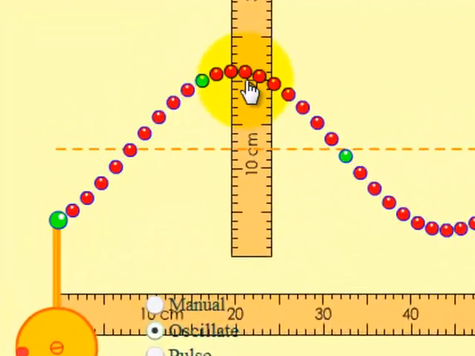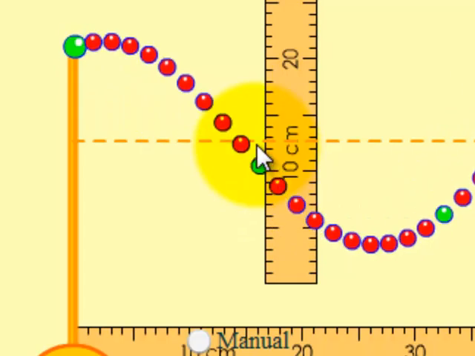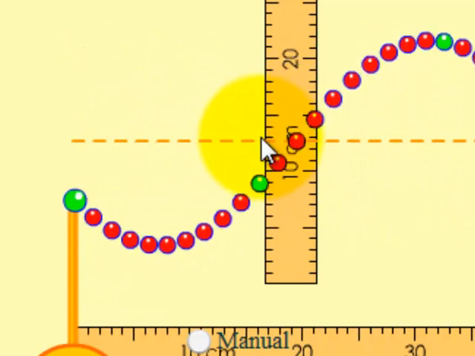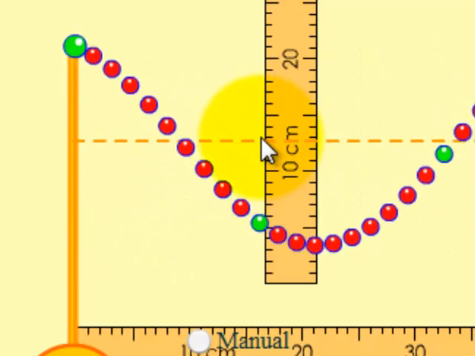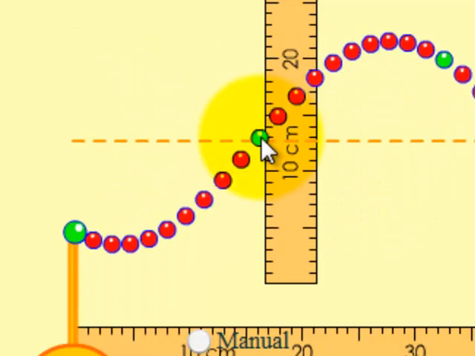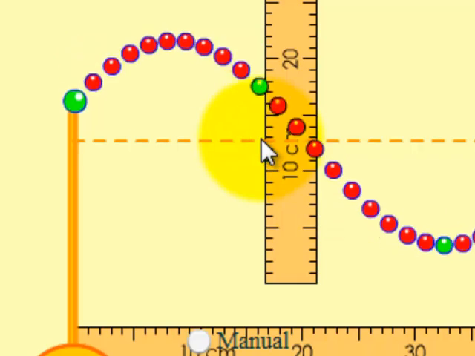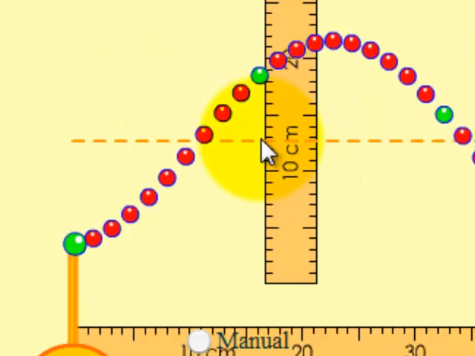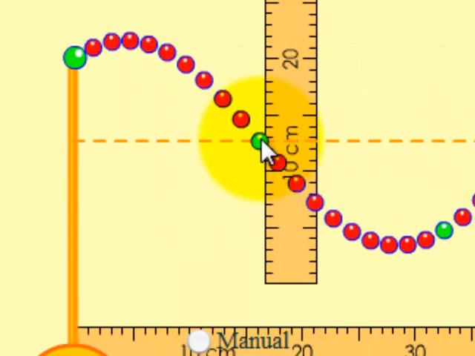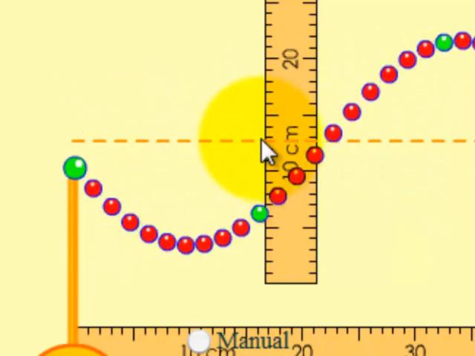Let's consider this green particle here. And we can see what it does is that it moves to and fro about this particular position here. Sometimes it's above the point, sometimes it's below the point. We say it is moving to and fro about that particular point, which is referred to as the equilibrium position. The maximum displacement of that particle from equilibrium position is what we refer to as the amplitude of the wave.